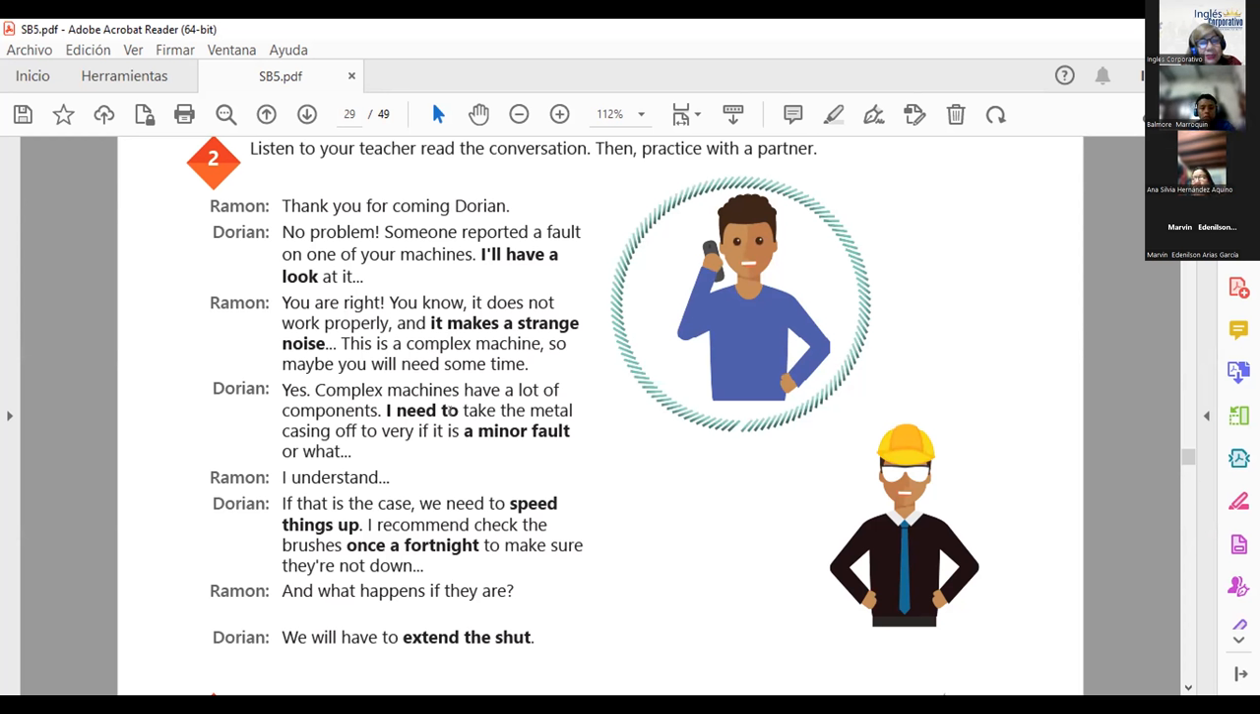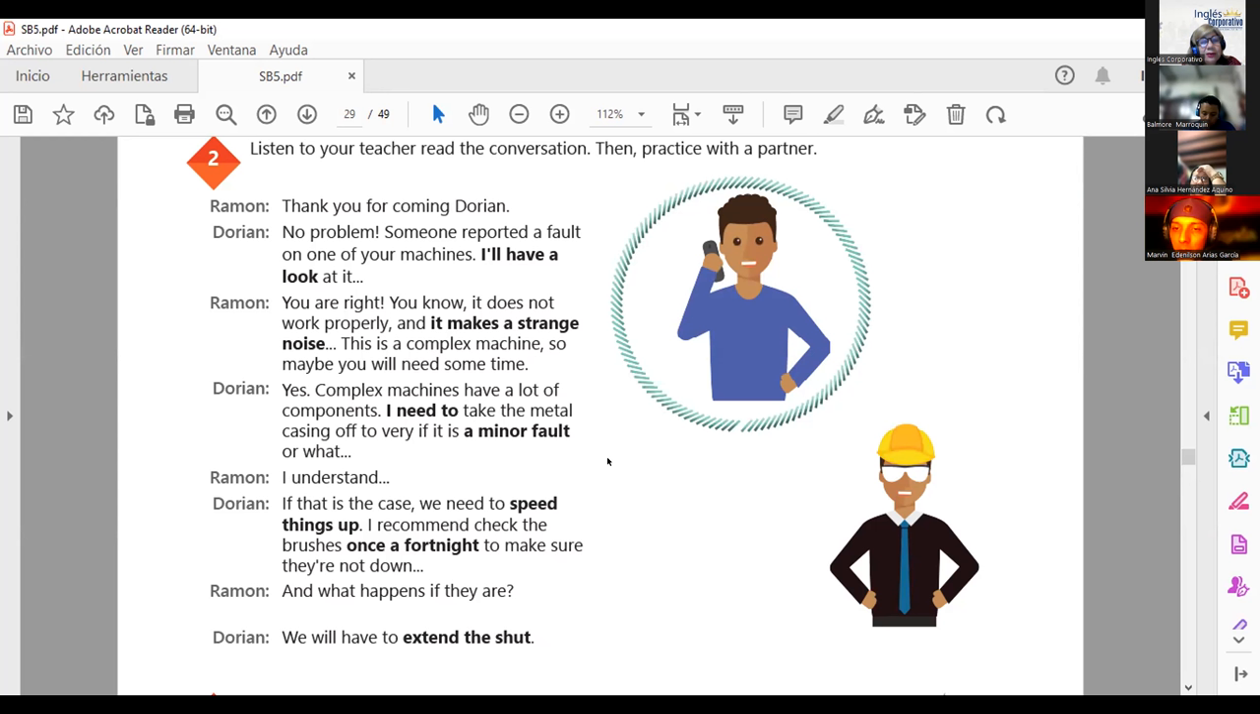This is a complex machine. So maybe you will need some time. Yes, complex machines have a lot of components.